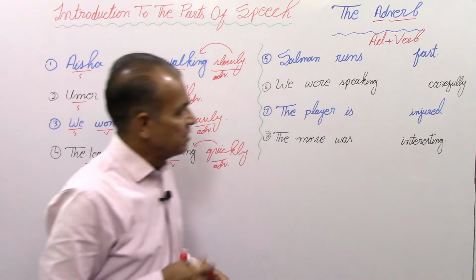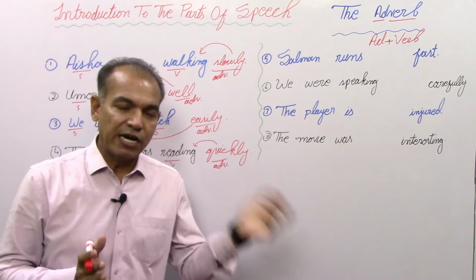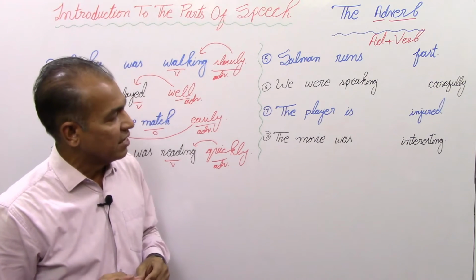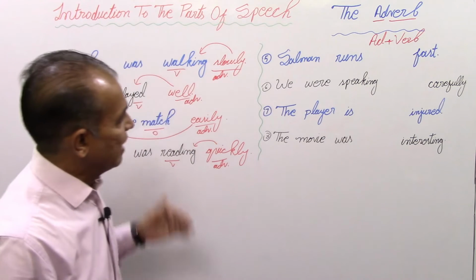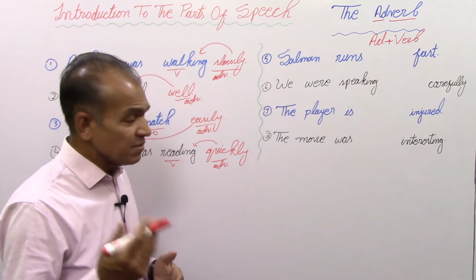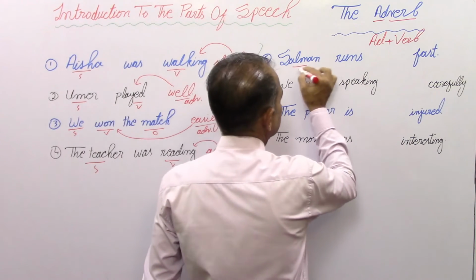Now let's take some examples to understand how an adverb modifies another adverb. You can see that there is a sentence, Salman runs. We're talking about our college team, and Salman is a member of that team. Salman runs.